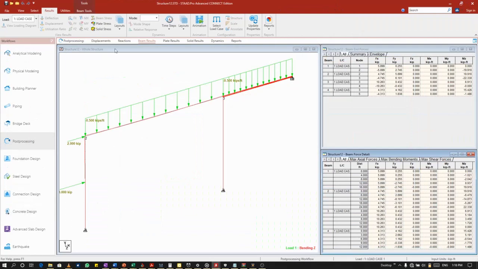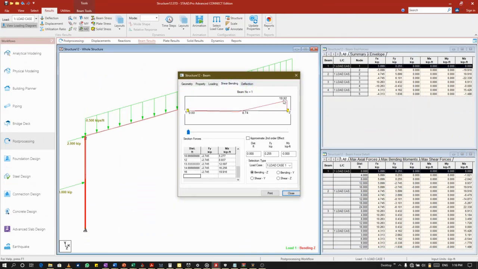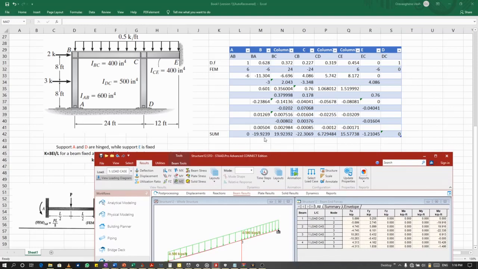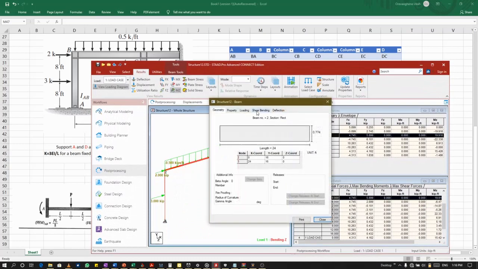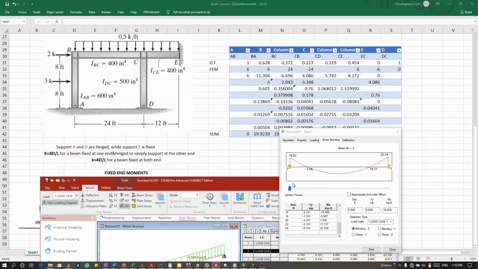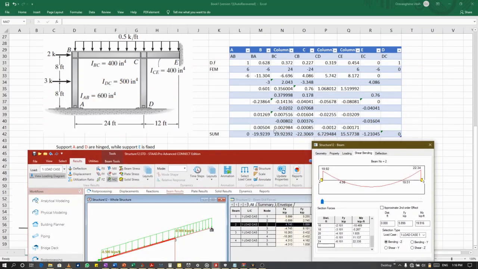Now I'm going to show you the results on this beam. Remember we had 19.92. Let me show you that. You can see we have 19.92. Remember that at a particular joint, the summation of moments has to balance itself out. So if you look at joint B, you can see that we have minus 19.9 and we have 19.9. So this cancels itself out.